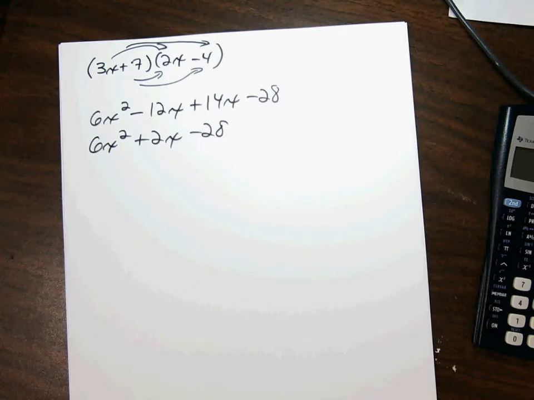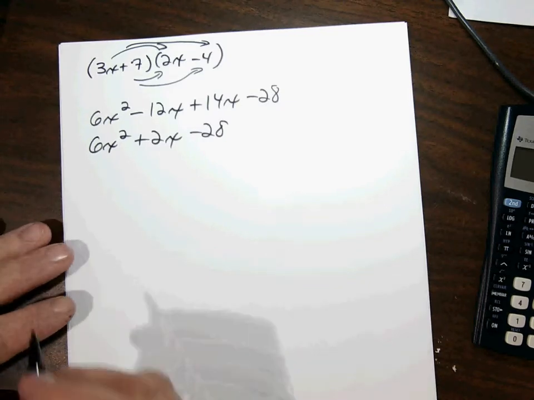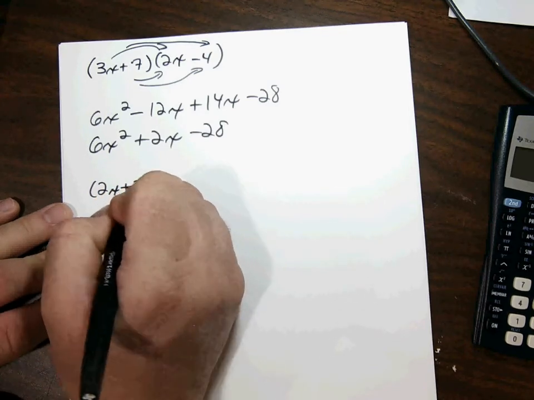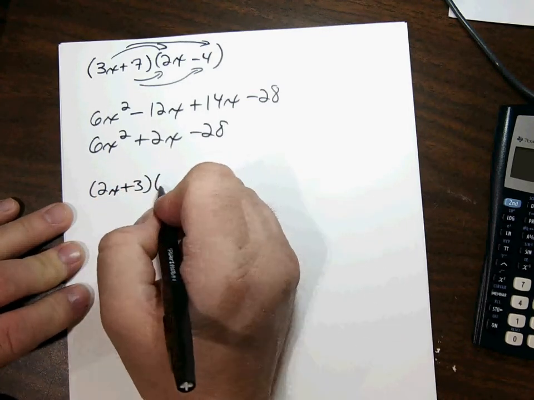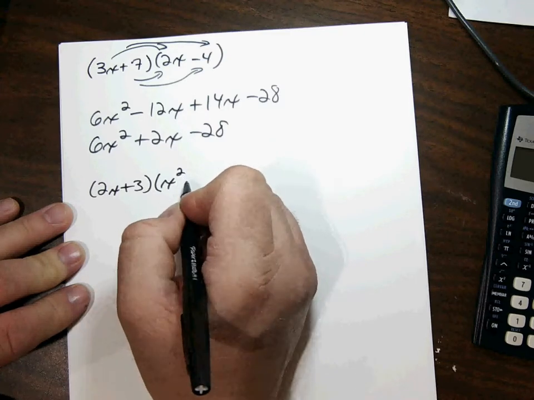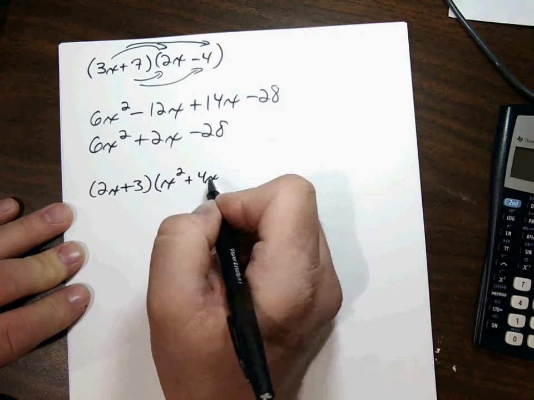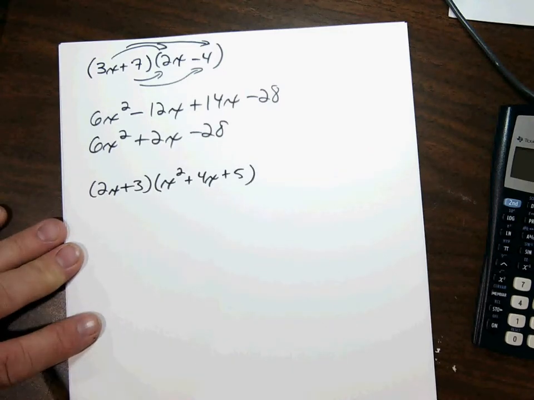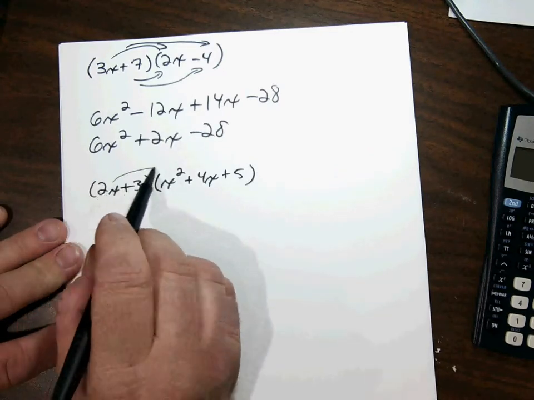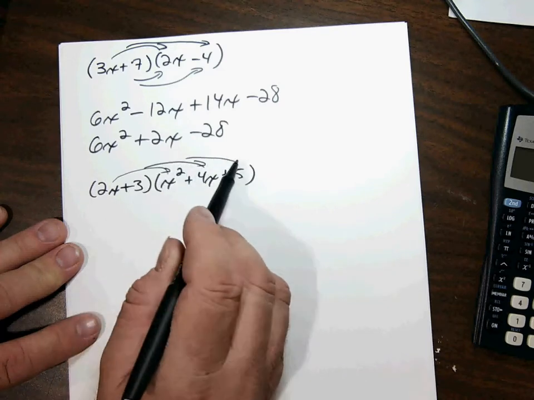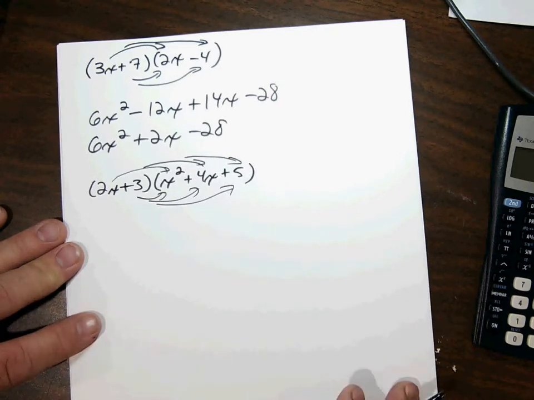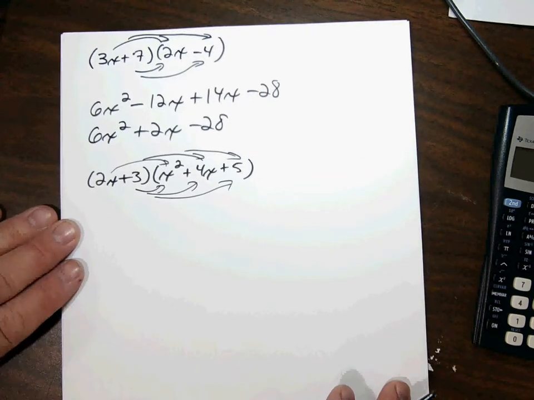Now, occasionally we might want to multiply a binomial by a trinomial. Yikes. Well, we don't have a cute little acronym to remember, but we're just going to do the school of hard knocks like I just did in that last example. I didn't really think acronym in that last example. I thought more of the distributive property. We're going to take the 2x and distribute it across. It's just that we've got more things to do now. And then we're going to take the 3 and do the same thing. Piece of cake. Combine like terms.